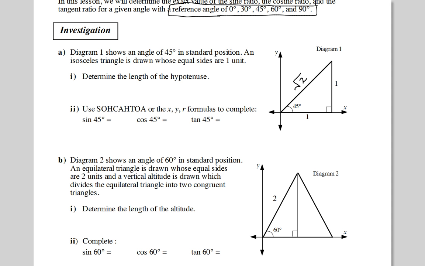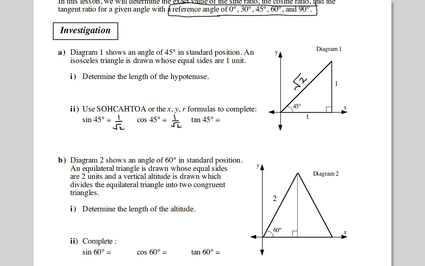Right? So when we go to develop our formulas for 45, and 45 is such a nice one that we're going to talk about it lots, what's going to be the ratios for sine and cos? It's going to be the opposite over the hypotenuse and the adjacent over the hypotenuse. So they're both going to be 1 over root 2, 1 over root 2.